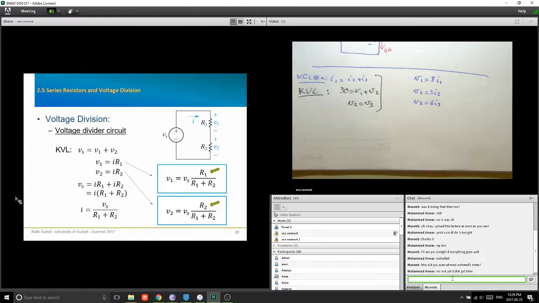You don't have to keep writing KVLs and Ohm's laws and doing substitutions. You can memorize that and you can use it right away. And you have to know this rule. It's a rule that you have to know. Please memorize it and use it. If you have a number of resistors in series and you want the voltage across one of them, that voltage is equal to the total voltage across the series resistors together, Vs, multiplied by the value of that resistance divided by the sum of all the resistances together.